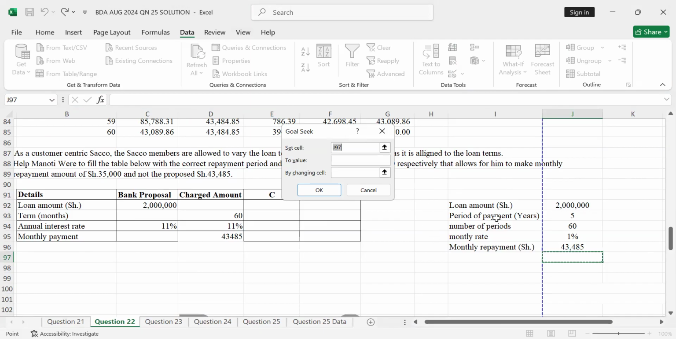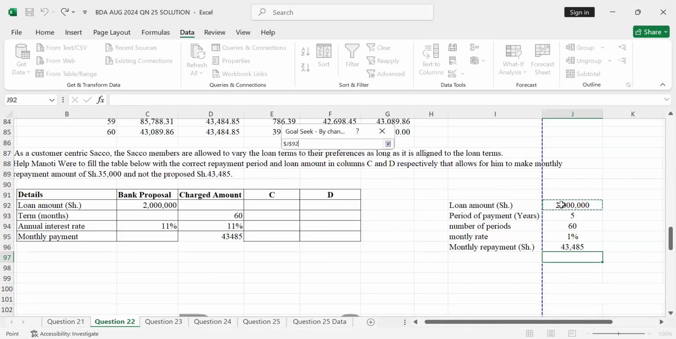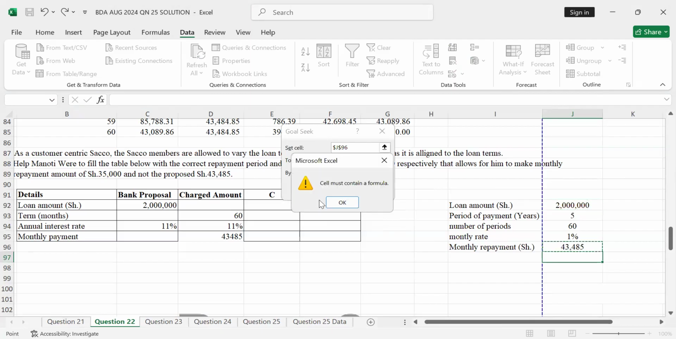So in this case, the goal that you want to seek is this one, monthly repayment. Nataka ikuwe 35. From this is set the cell from that to 35,000. What do I want to change? Mi nataka hii badilike, the loan amount itabaki ya ngapi? Then you say okay. Fanya nini?